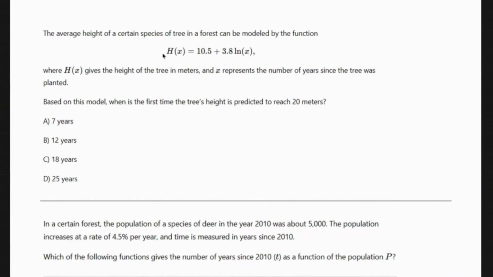So basically, I need that to equal 20. So what I'll do is I'll go into my calculator. I'll put that right there. And then in Y2, I'll do 20. I'll put that there, and we'll find out where they intersect, and that intersect will give me the amount of years. Based on the model, though, when is the first time the tree's height is predicted?